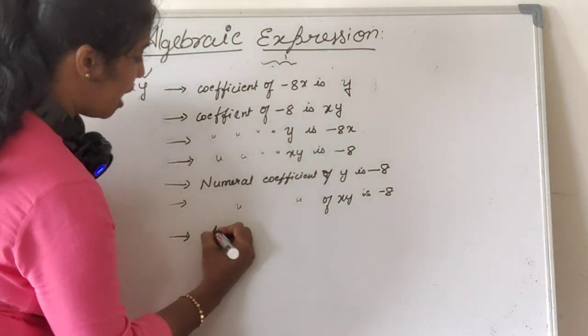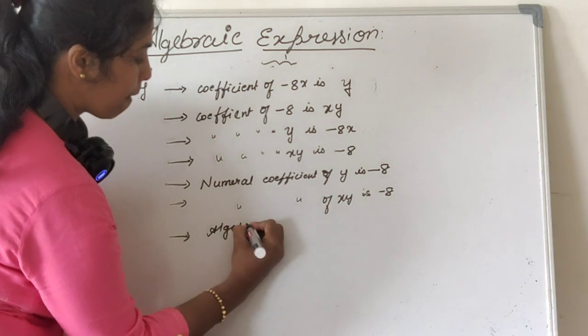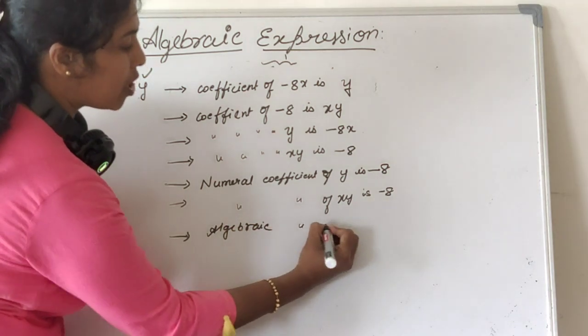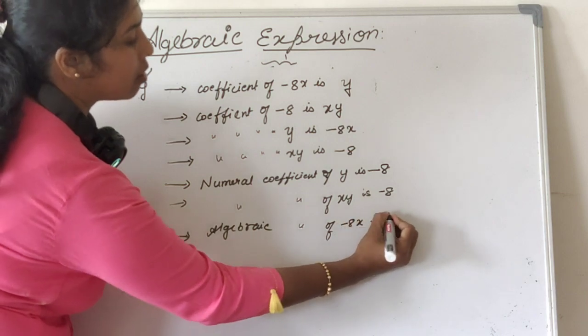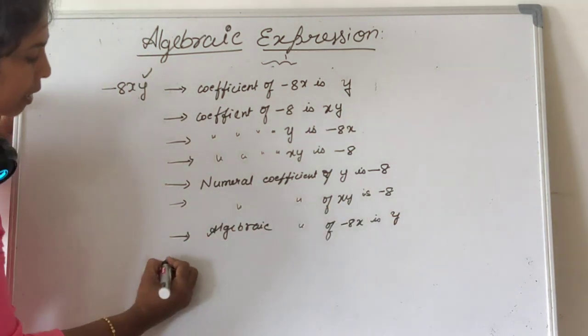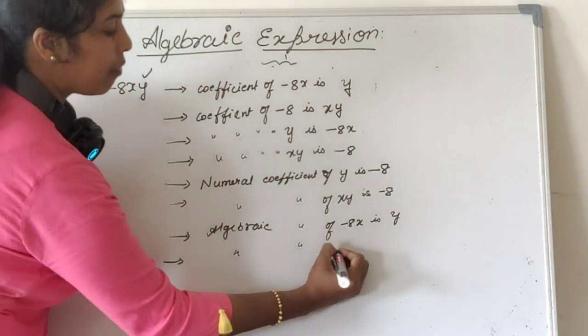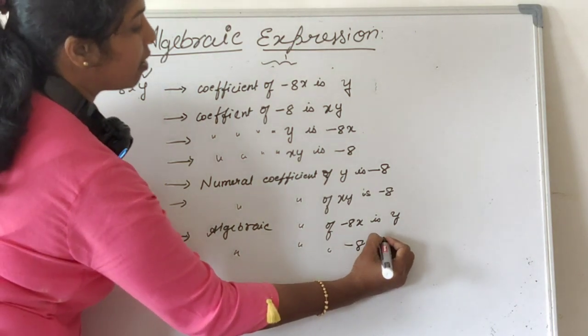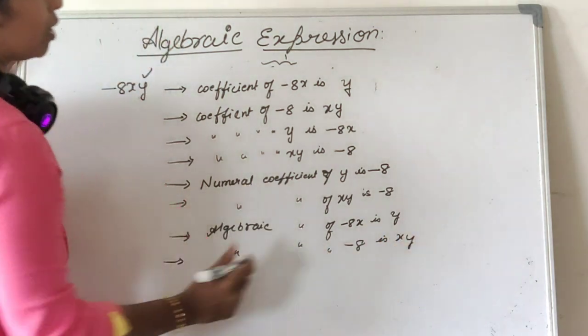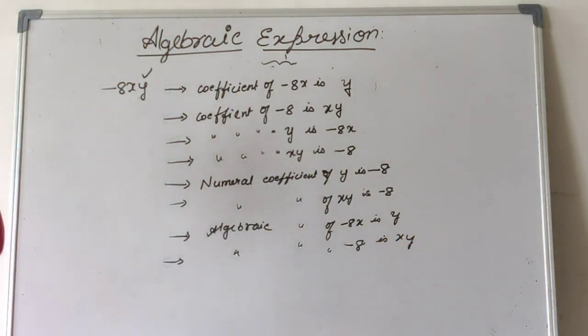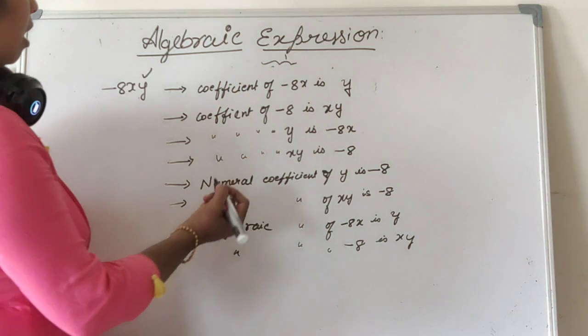Okay. The algebraic coefficient of minus 8x: one is remaining. The algebraic coefficient of minus 8 is, both are algebraic, remaining xy. So like these questions will come. Understood? Sometimes they may ask.